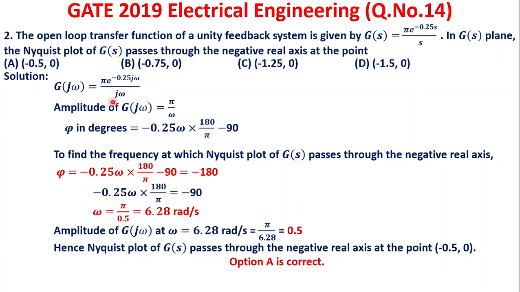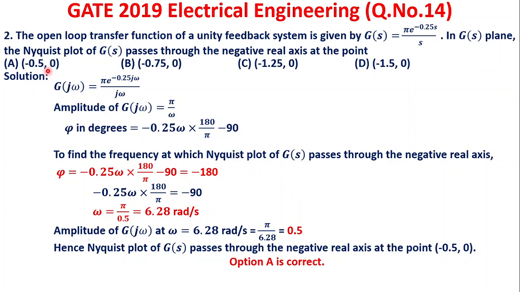In the denominator, j omega means tan inverse of omega by 0, tan inverse infinity, which is 90 degrees, and since it is in the denominator, minus 90 degrees. That's all. To find the frequency at which the Nyquist plot passes through the negative real axis, equate the phase angle to minus 180, because where it cuts the negative real axis, we know very well that the phase angle is minus 180. So minus 90, if it is brought to the other side, and we simplify, omega is pi by 0.5. Pi is 3.14 something, so divided by 0.5 is 6.28 radian per second. Therefore, this is the frequency at which the Nyquist plot cuts the negative real axis.